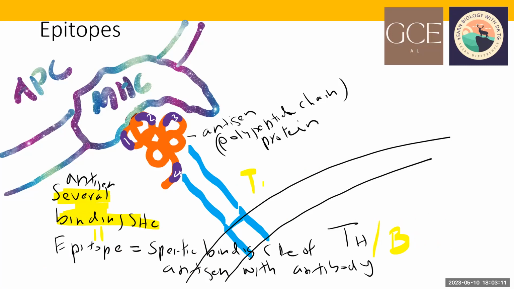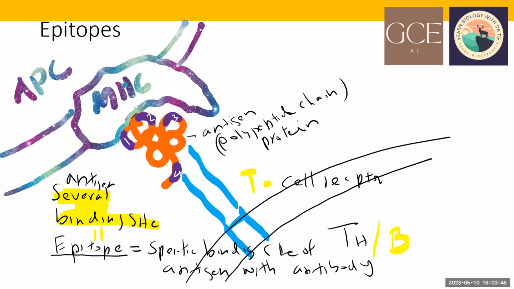Now this is the T cell receptor. T cell receptor binds with antigen, and this exact binding site is called epitope. I will tell this in B cell as well, but slightly differently when we are learning B cells. Now we are learning T cells, T helper cells.